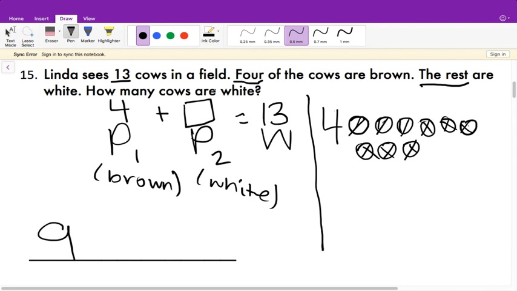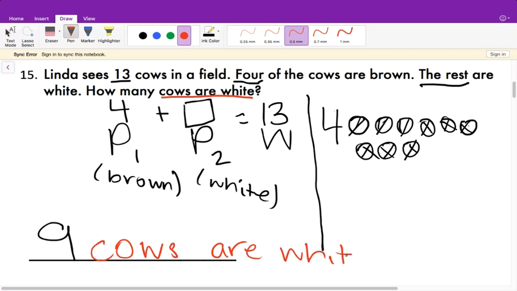And I'll go back to my problem to look for my label, which is always going to be after the words how many in the question. And this question says how many cows are white? So my label will be cows are white. Okay, so that's problem number 2, or number 15, really. Let's move on to problem number 16.